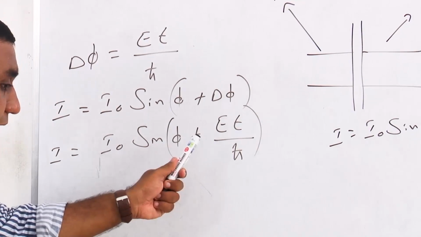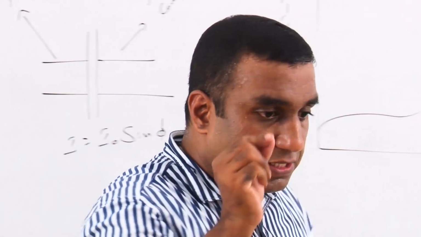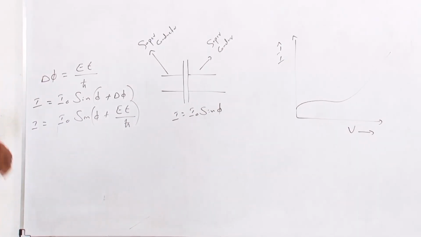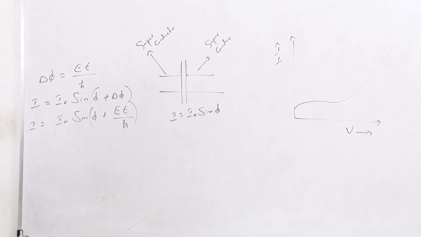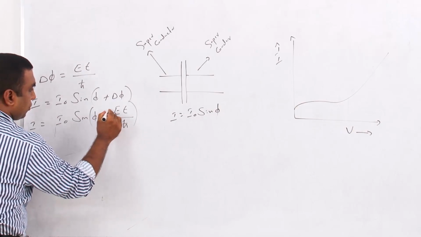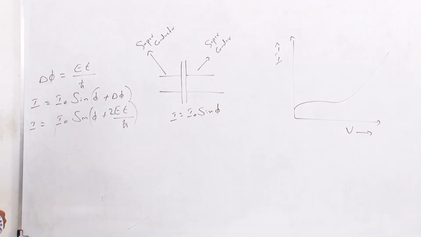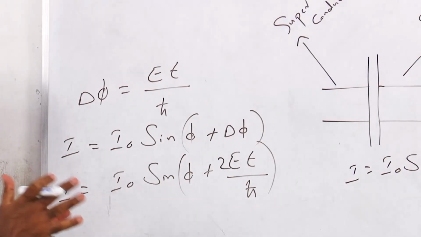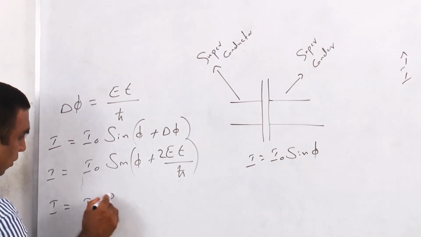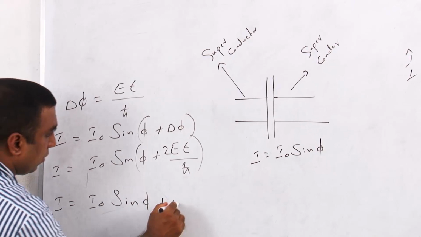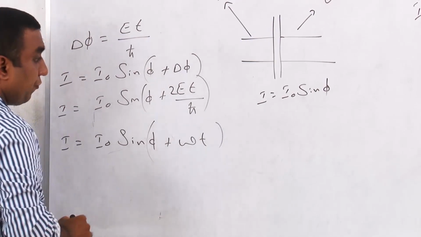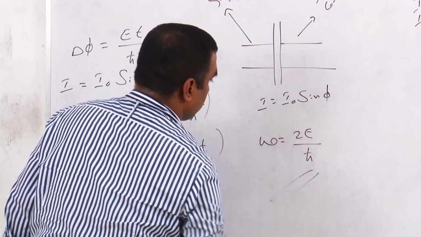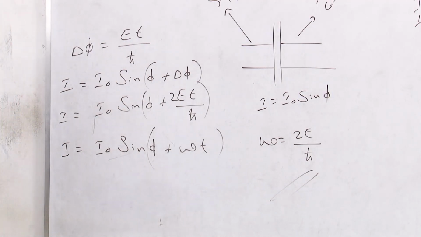From this expression we can see that when a static potential difference V is applied to the system, an additional phase change occurs, and we can write 2 here because 2 electrons are paired here. And when we compare this equation with our normal expression for current, I equal to I0 into sin of phi plus omega t, we get the frequency of this current, given by omega equal to 2eV divided by h cross. This is called the AC Josephson effect.